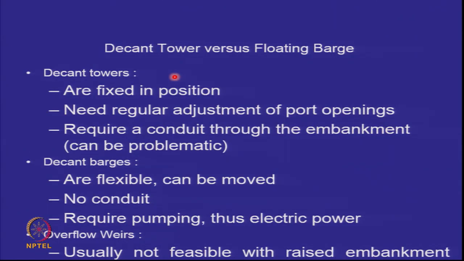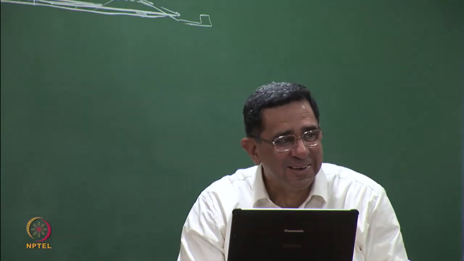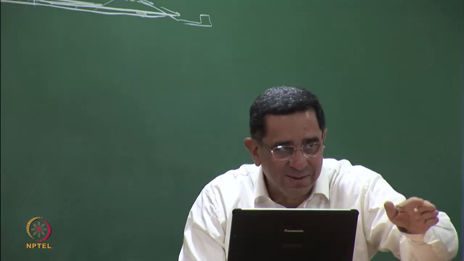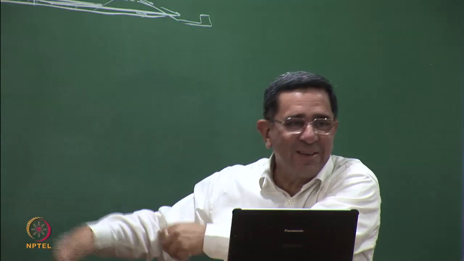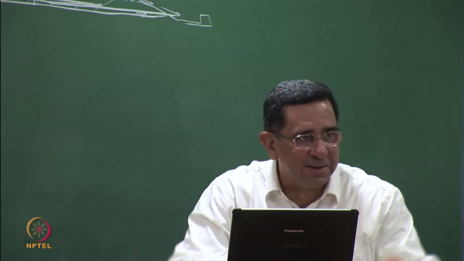So the advantages and disadvantages: decant towers are fixed in position. Water is somewhere else and the tower is somewhere else. It can happen, don't worry. Why? Water will go where it wants to go, depending on the slope of how it got deposited. So the barge will go after the water. Of course, unless it is marooned in one corner, in which case also you can get a light barge and pick it up and take it there.